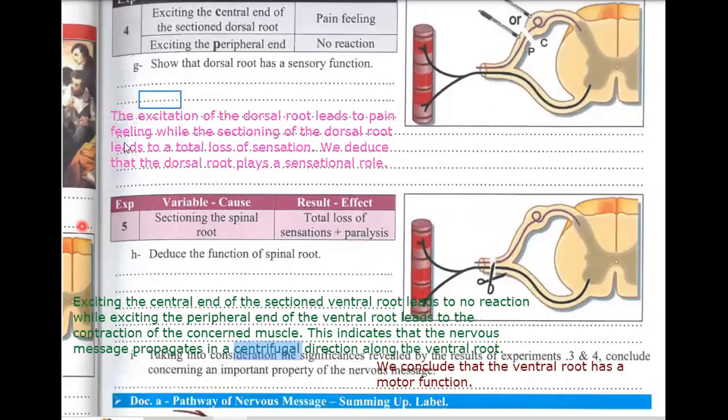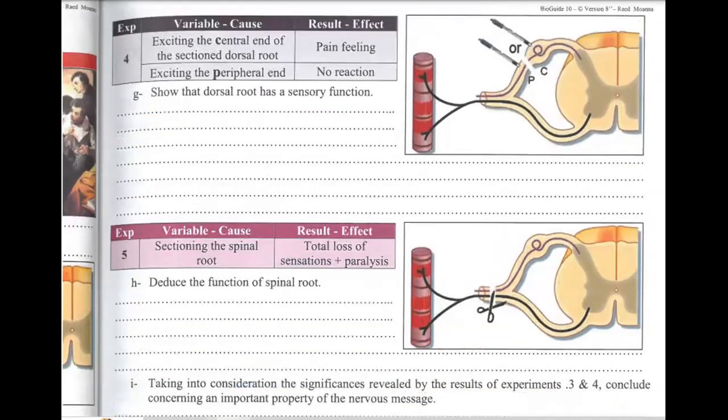In experiment 4, exciting, it is like experiment 3 but with the dorsal root. So the dorsal root is sectioned. I have C, the central end, and P, the peripheral end. When you excite the central end, there is a pain feeling. When we excite the peripheral end, there is no feeling. This shows that the dorsal root has a sensory function.